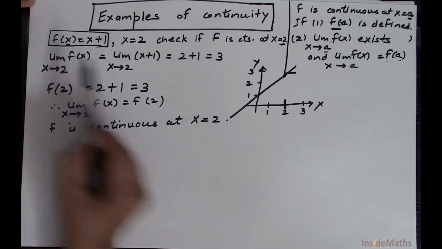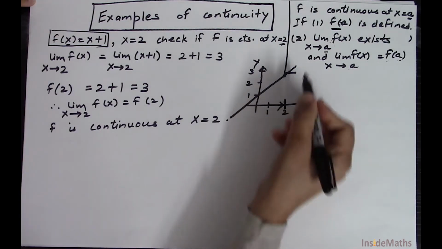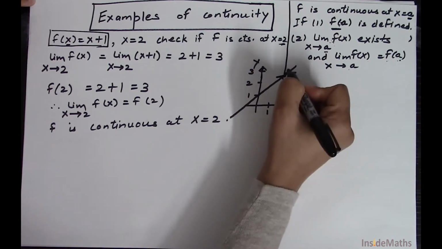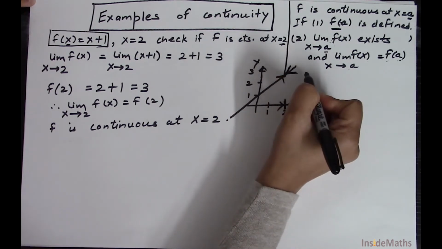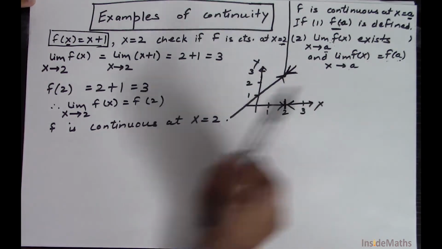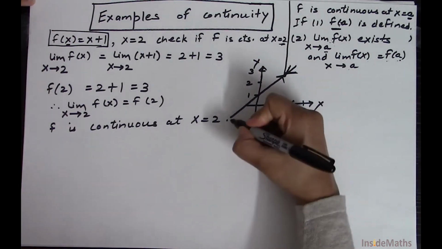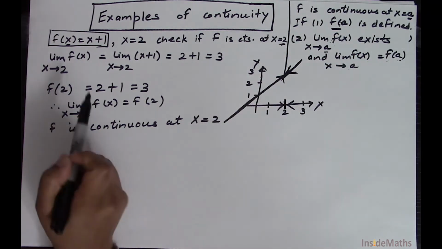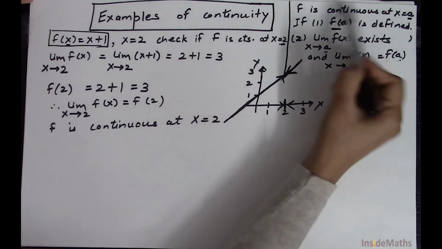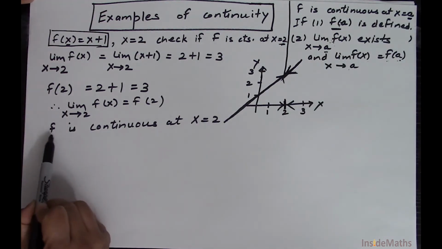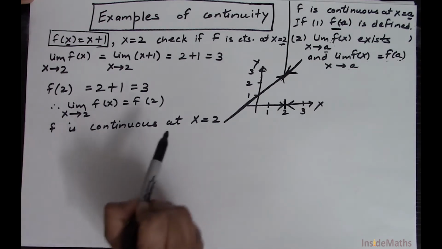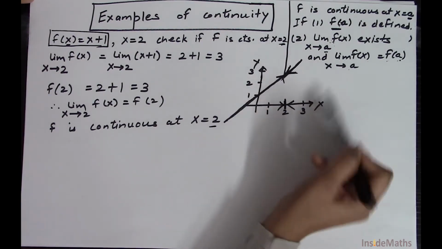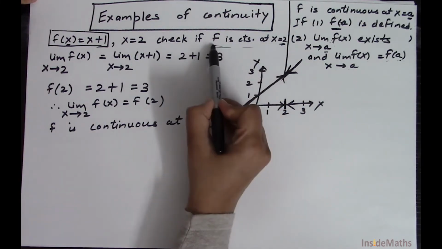If we check the limit, when x is approaching 2 from the left side, the function is approaching 3 from the left side. And when x is approaching 2 from the right side, the function is approaching 3 from the right side. That means both the conditions hold. And we can see that this is a continuous line. So by this definition, we proved that this function is continuous at the point x equals 2. You don't need to draw the graph if you are simply asked to check the continuity of the function at the point.